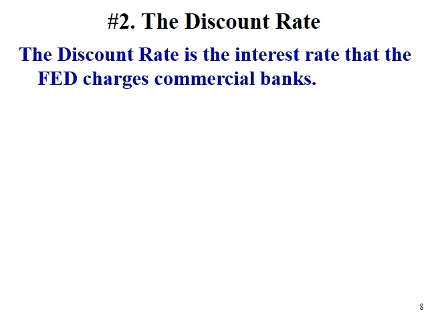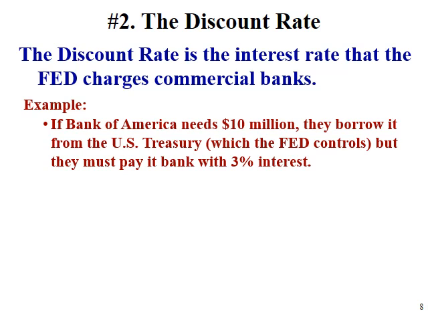Our second tool is the discount rate. This is an interest rate, so to say, that the Federal Reserve charges commercial banks, like Bank of America and Wells Fargo. Now, we say that the Fed can loan money to these commercial banks, but the commercial banks are not going to want to borrow money from the Federal Reserve. It gives them a black mark, so to say, and hurts their reputation to have to borrow from the Federal Reserve as opposed to another commercial bank, which is what they would prefer.